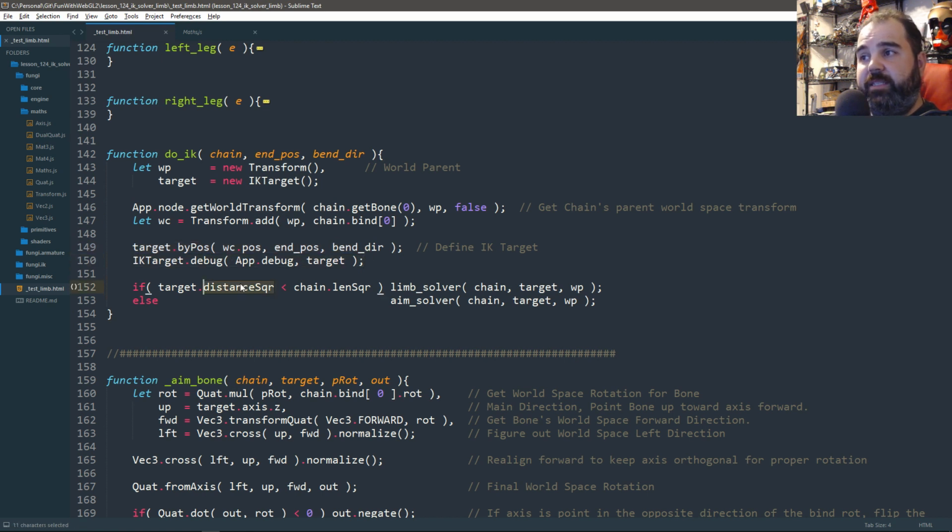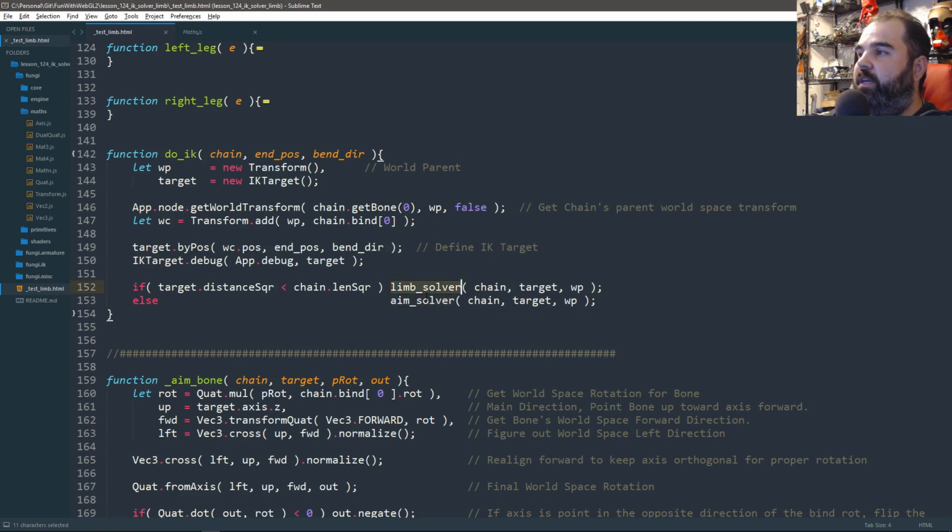We check the distance of the target against the length of the chain, because if the target is actually far away, think about it, my arm is maybe 2 feet. Not really, but let's just call it 2 feet. If the target's 2.5 feet, there's no bending. It's just a straight line from there. So at that point, we just use the aim solver. Just straighten it out. That's it.